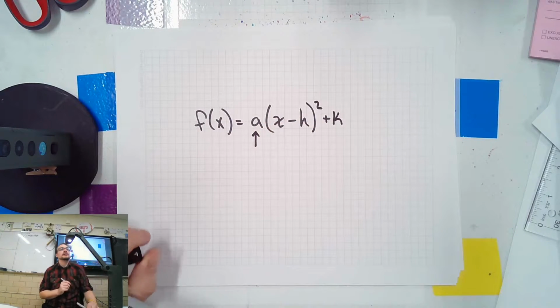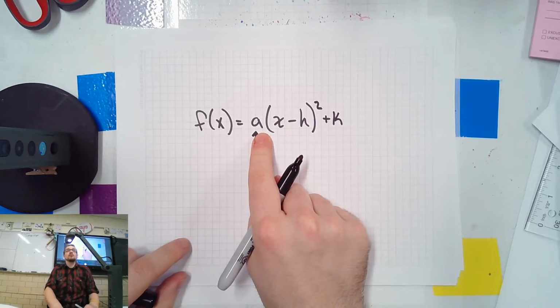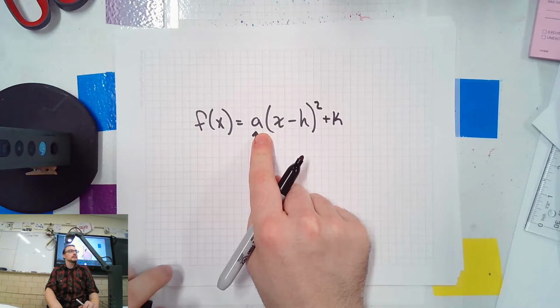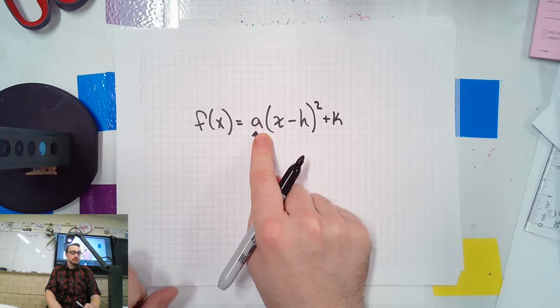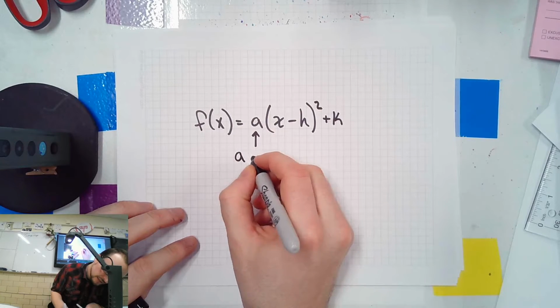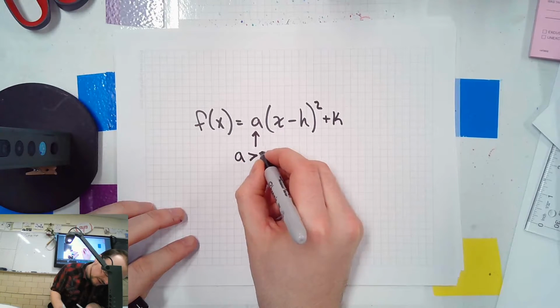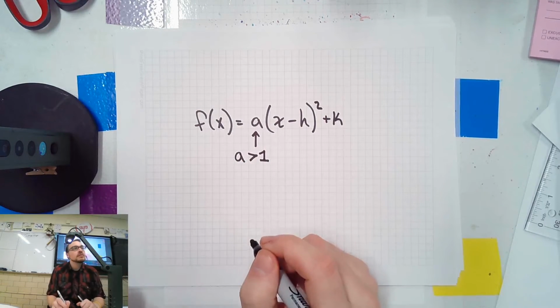Somebody tell me what A does. If I put a different number other than 1 in front of there, what happens? If A is greater than 1, what happens?